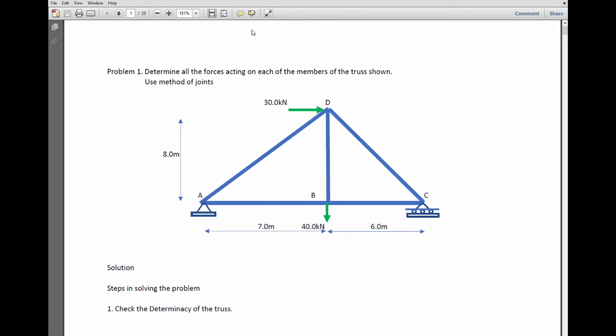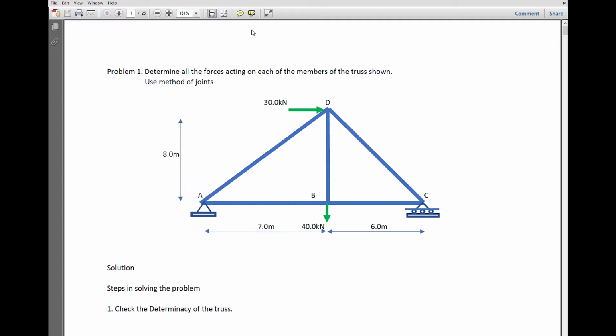We begin solving problems about our current topic, that is analysis of statically determinate plane truss. This is our first example. The requirement is to determine all the forces acting on each of the members of the truss shown. We use the method of joints.